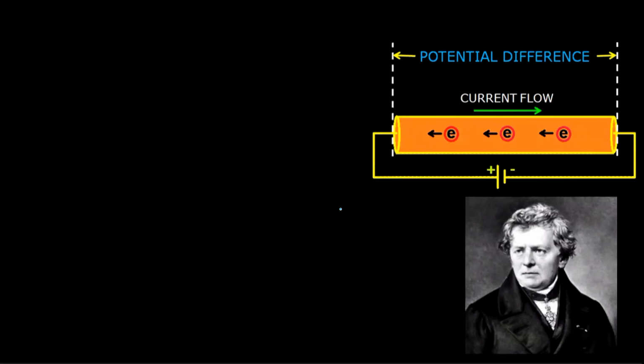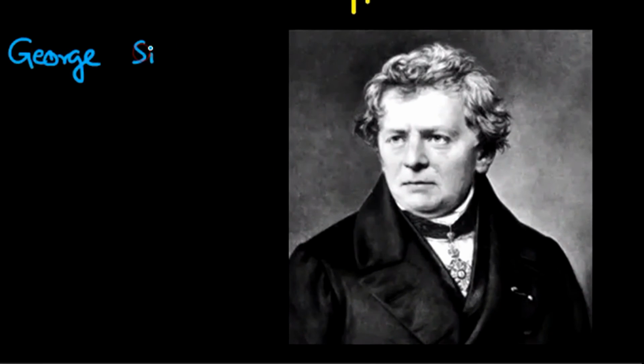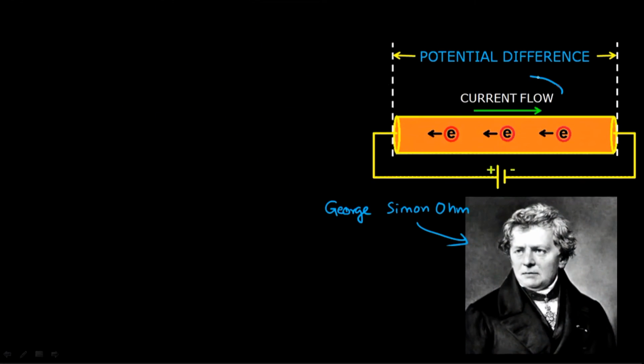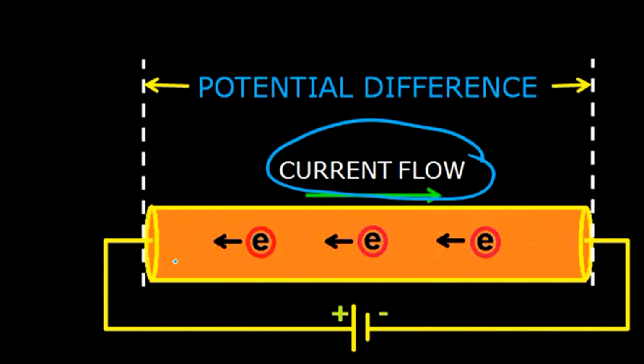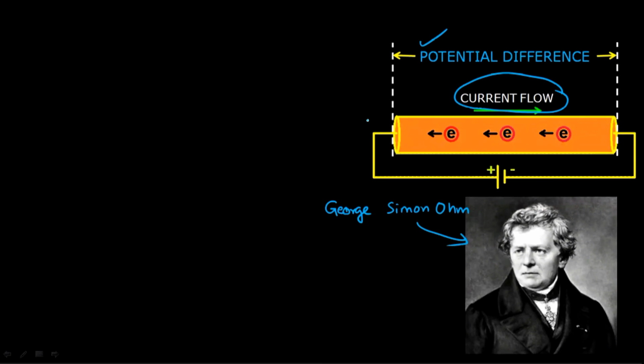The scientist who observed this relation is a German physicist. His name is Georg Simon Ohm. He found out that the current flowing through a conductor between 2 points is directly proportional to the potential difference across the 2 points for a given set of constant physical conditions like constant temperature and constant pressure, etc. Let us try to write a mathematical expression for this observation.